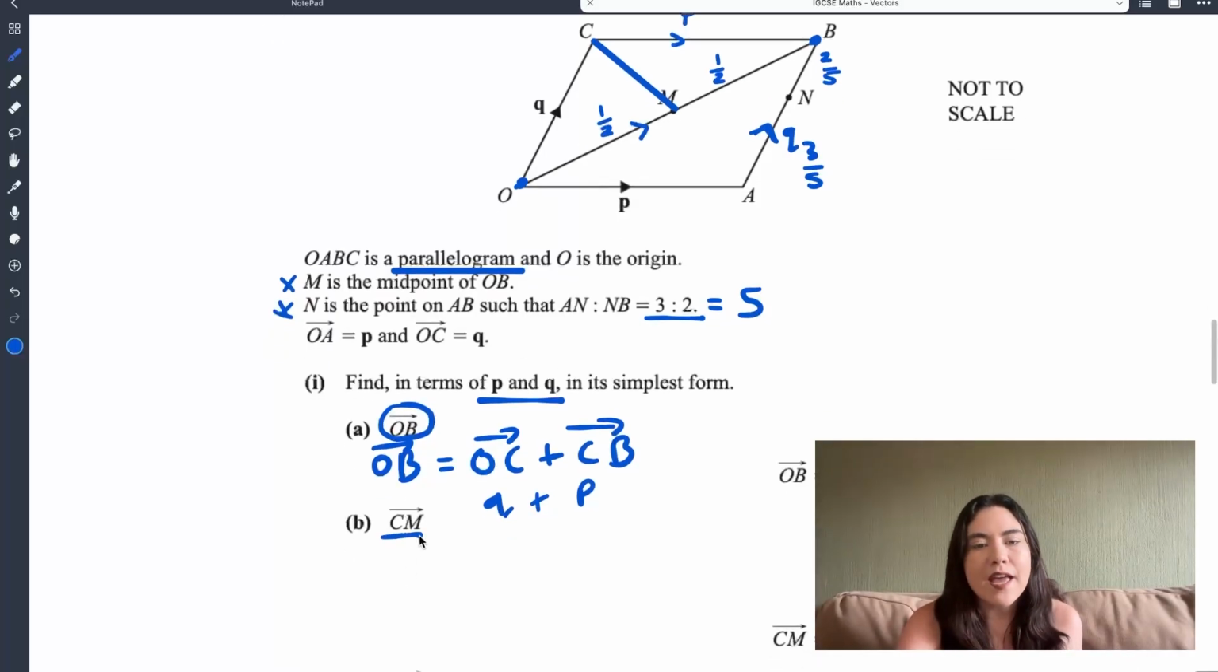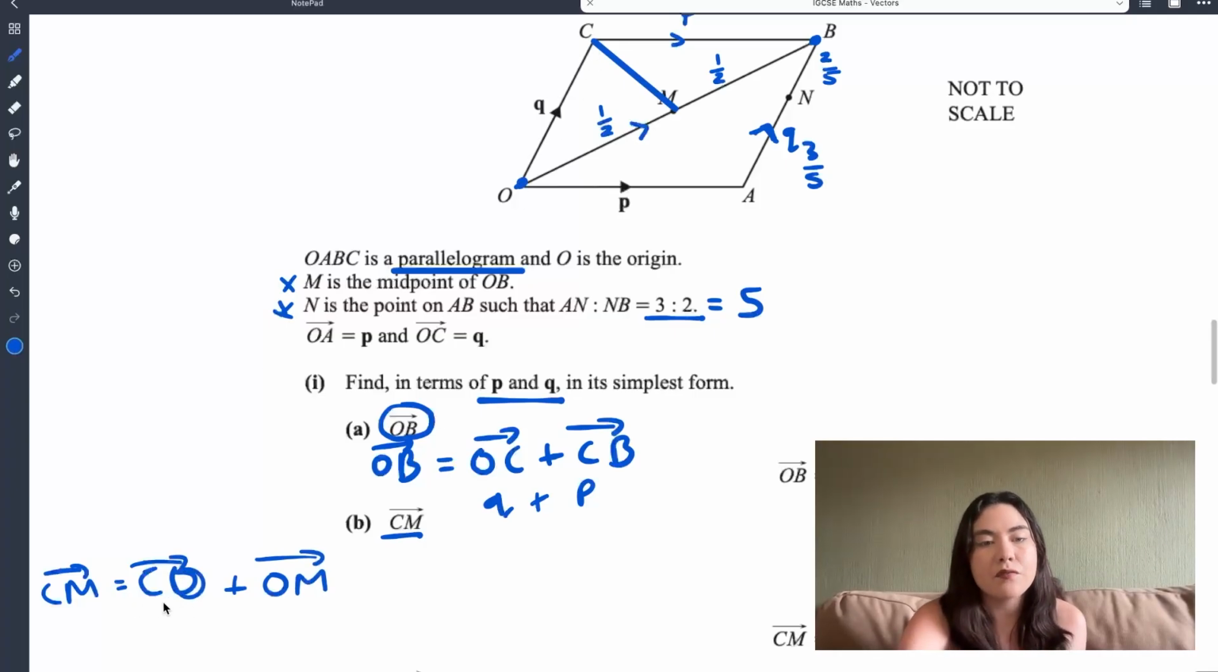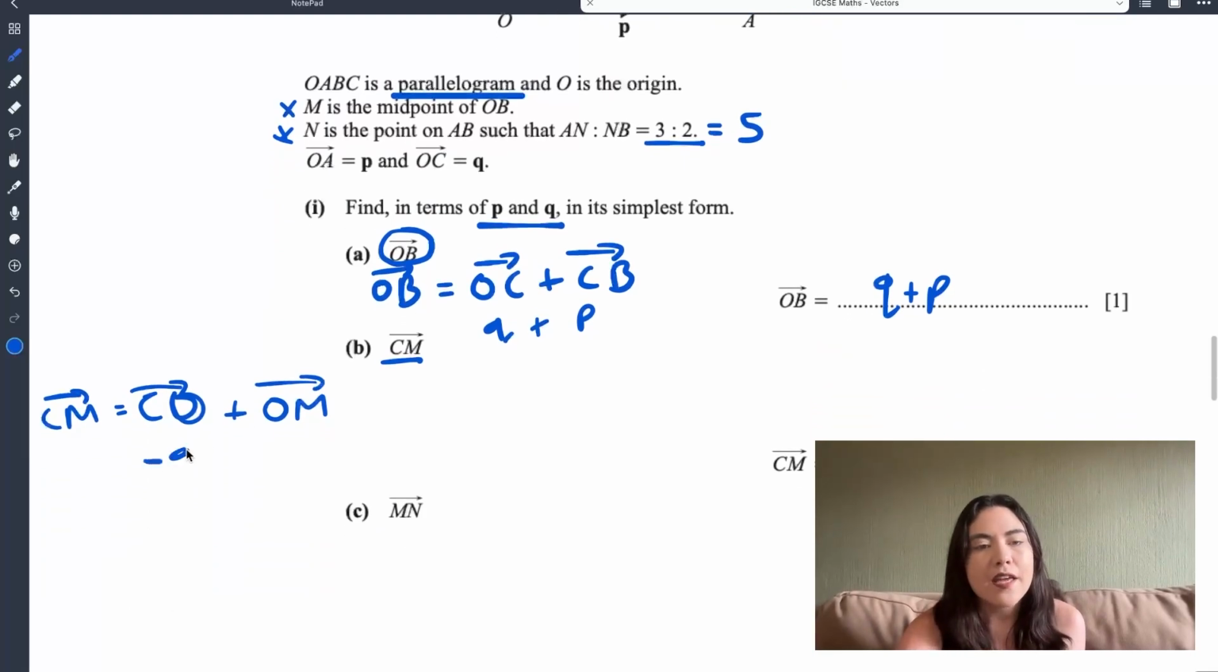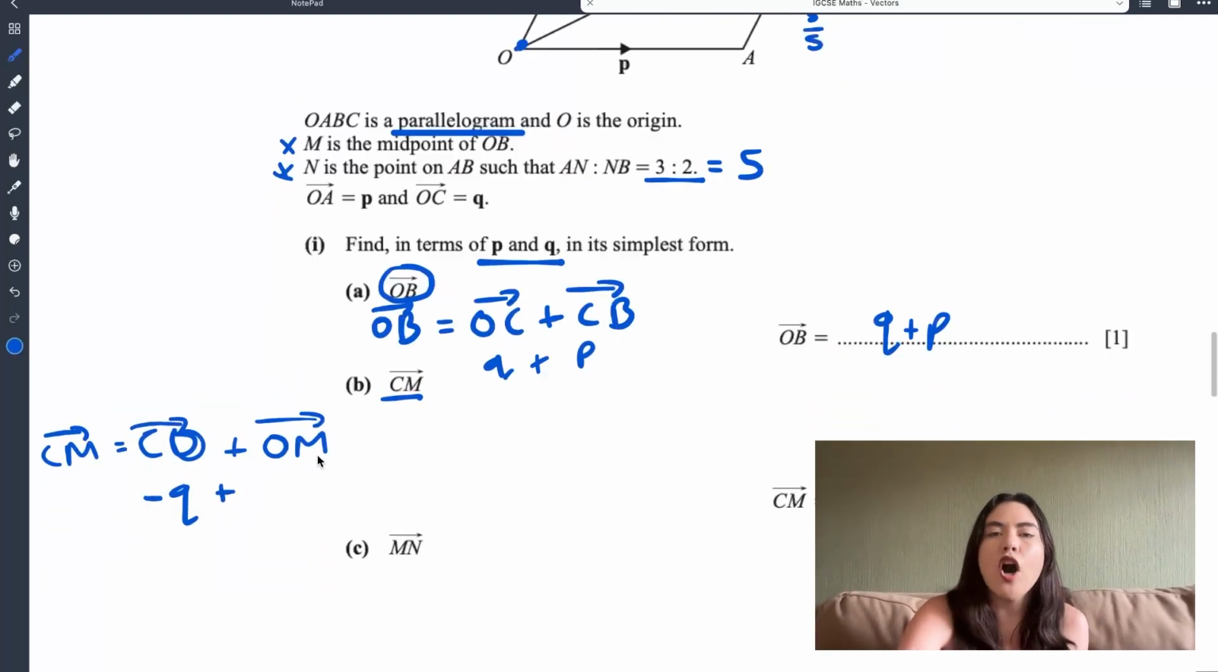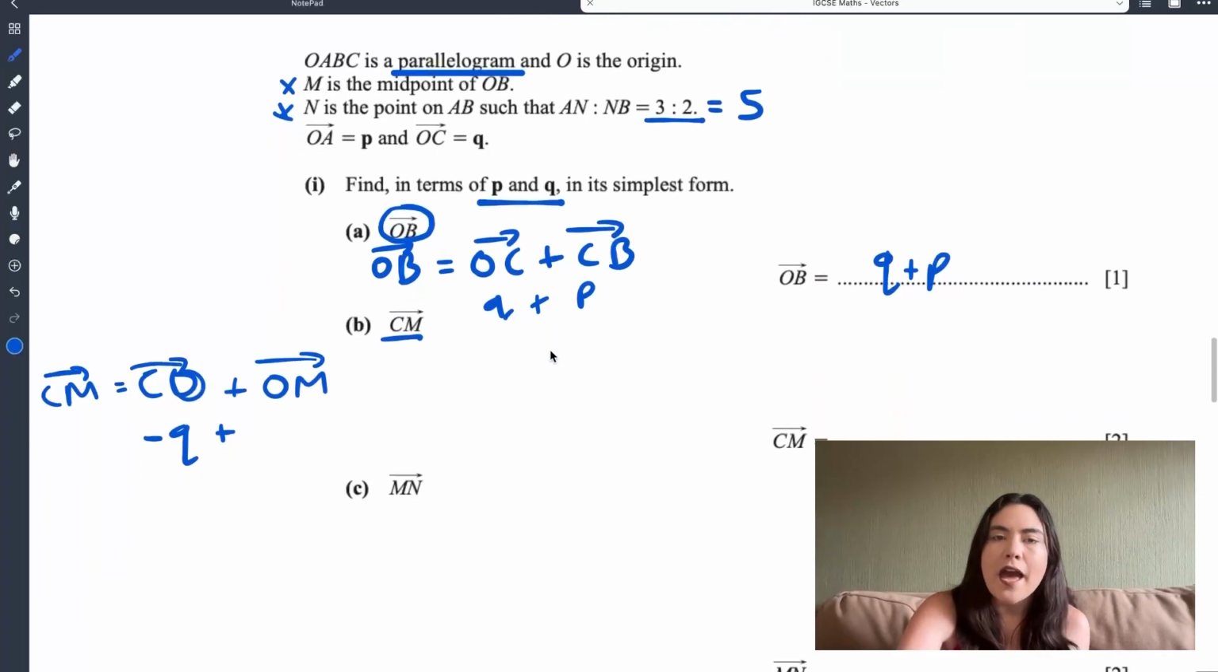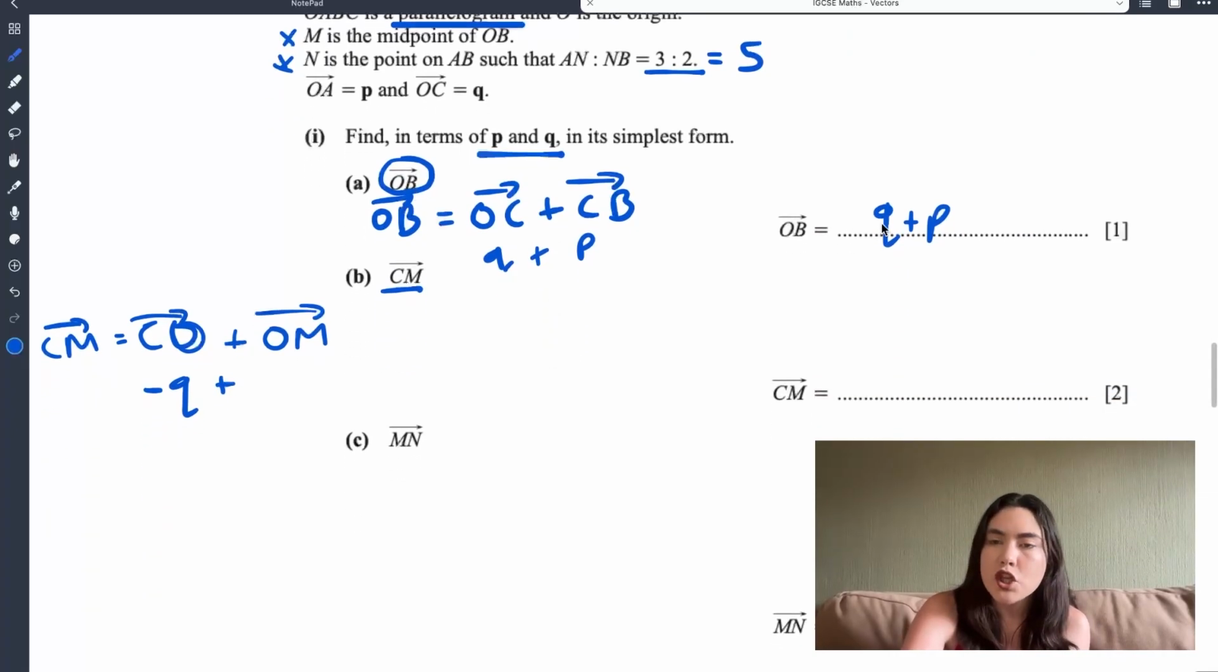So C to M is equal to, sorry, I forgot to write C to M. C to M is equal to C to O, and then O to M. Now, C to O is basically opposite Q, so negative Q, all right? And then O to M is a half of O to B. And we've already established that O to B is Q plus P. So it would be a half of Q plus P.